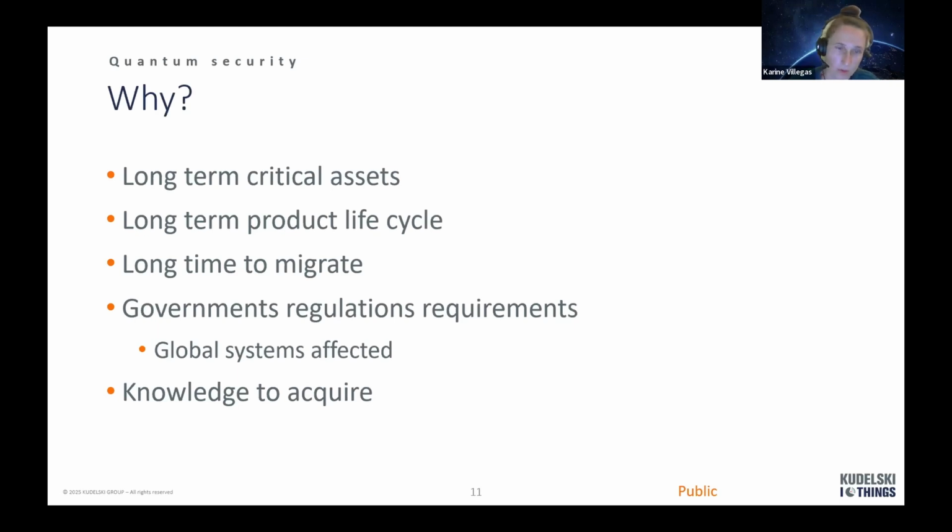We have government regulations that, depending on the field of application, for example for energy or for passports and identity, will push strongly to have products integrating quantum security. And the last point, which is not the smallest one, is the knowledge to acquire, because as we will see in the next slide, quantum-resistant algorithms rely on many things.